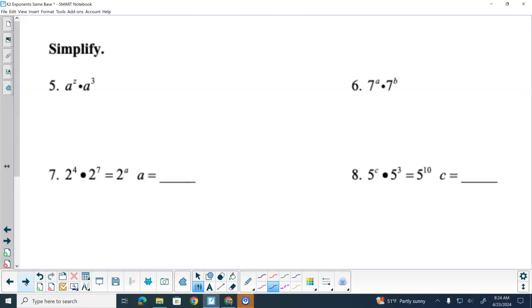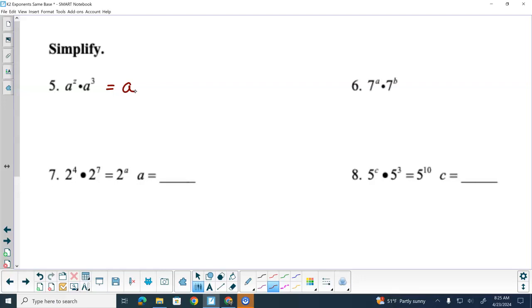Okay, so what's the first exponent? Z. What's the second exponent? 3. Gibson just told you that the rule is if we have the same base, which we do, that we add the exponents, right? Okay. So this is going to be a to what power? What's the first exponent? What's the second exponent? So if I add z and 3, what do I get?